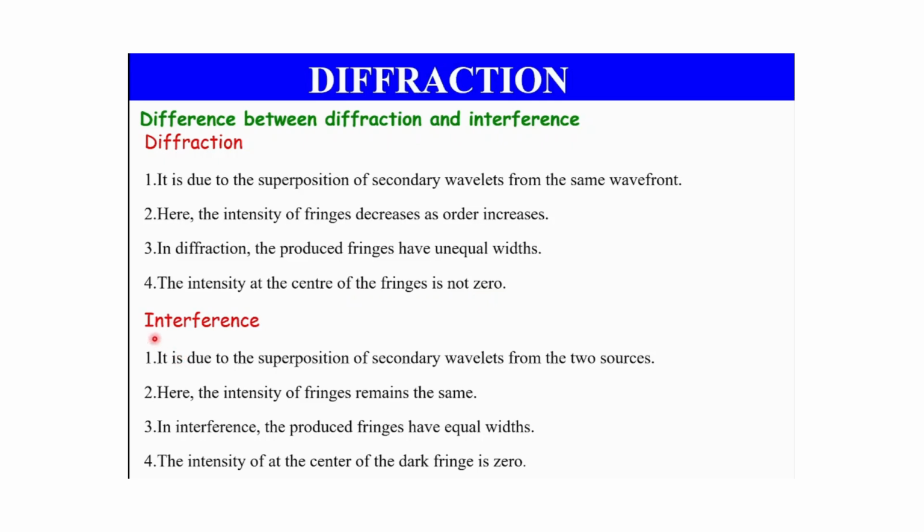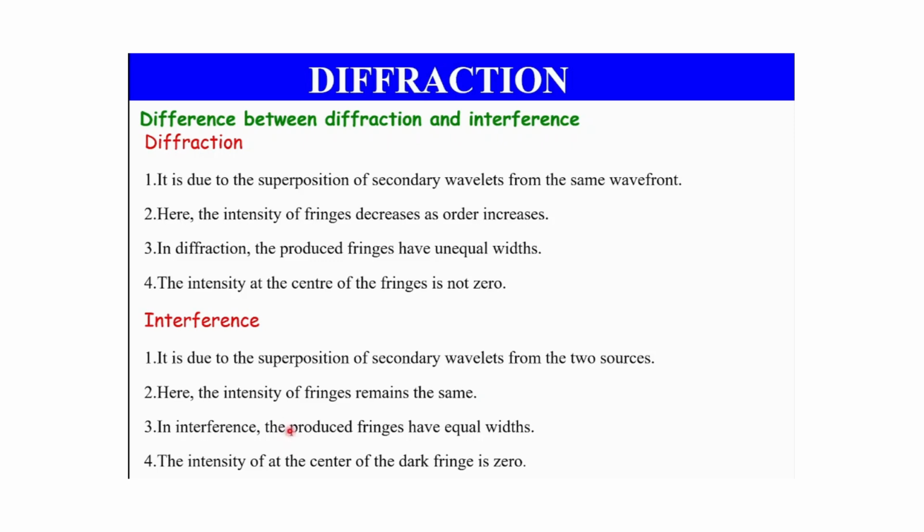Coming to interference, it is due to the superposition of secondary wavelets from two coherent sources. The intensity of the fringes remains the same. That means we can check the intensity of each and every fringe, and its intensity is the same.